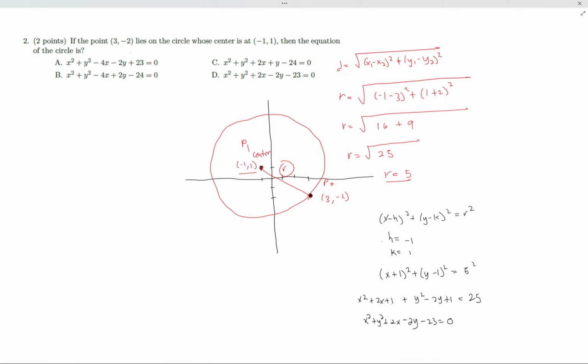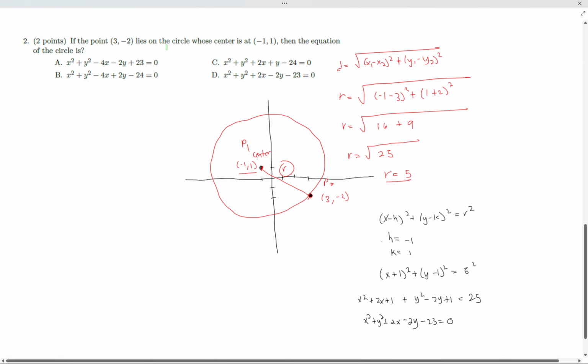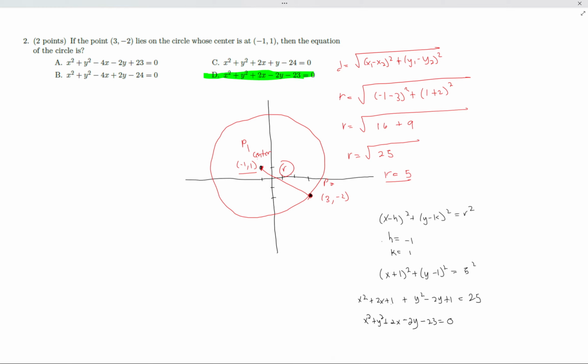So we look for the choices. We look at negative 23 and see whether it matches the rest of the terms. So we have now negative 2y, positive 2x, and both x squared and y squared are positive. So in this case, this will now be the correct answer for question number 2. Okay? So I guess that's it for question number 2.